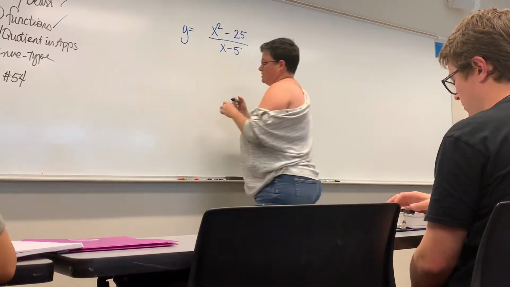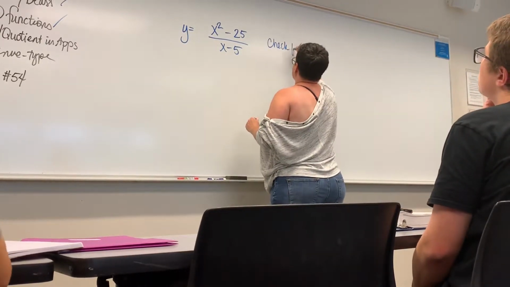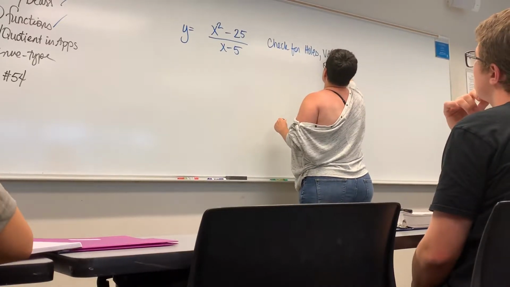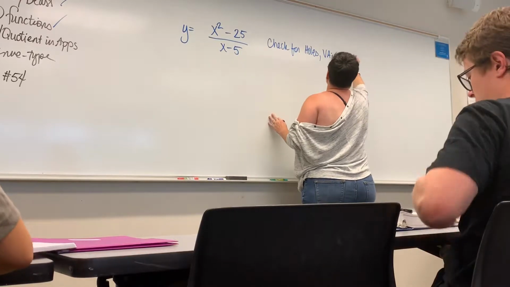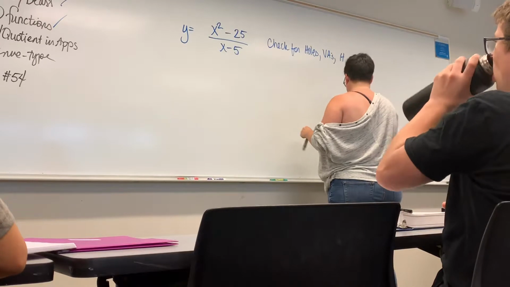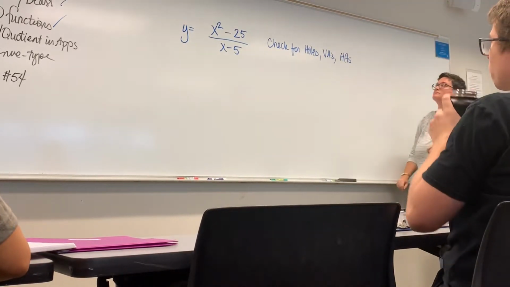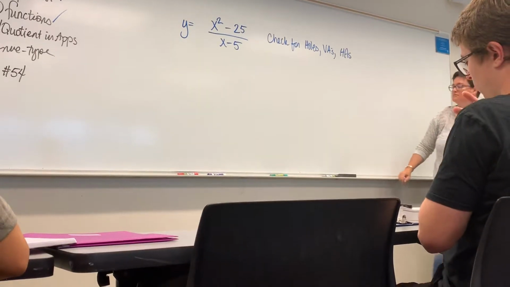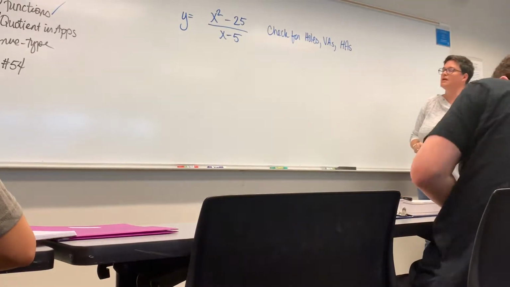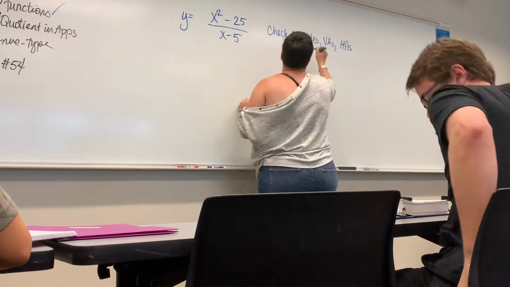I would like you guys to check for holes, vertical asymptotes, and horizontal asymptotes, HAs. First of all, let's start with the first process, holes and vertical asymptotes.